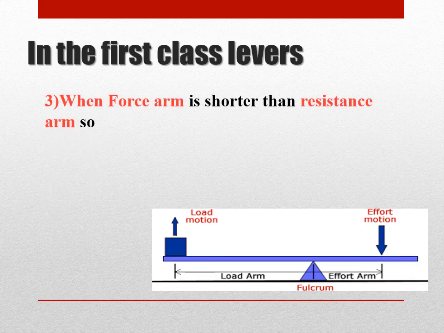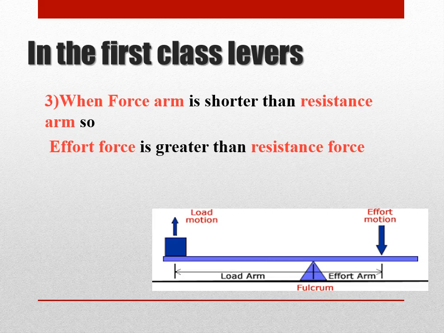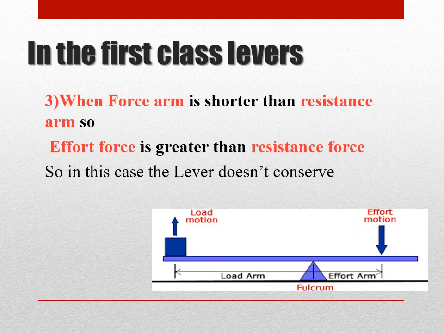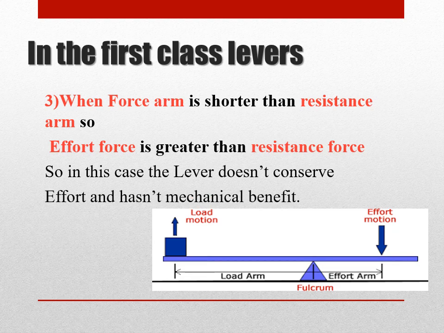In the third case in first class levers, the effort arm is shorter than the resistance arm. Can you see here? This is the effort force and this is the fulcrum. Look at the distance, this is a very small distance. The effort arm is shorter than the resistance arm, so when the effort arm is small, the effort will be bigger than the resistance force. In this case, this lever doesn't conserve effort.